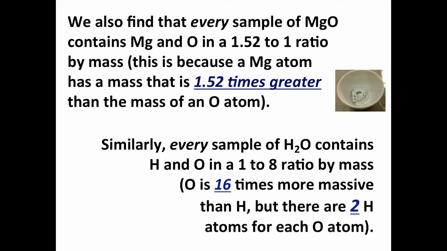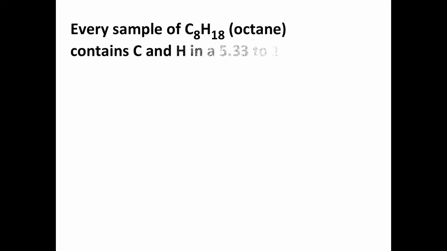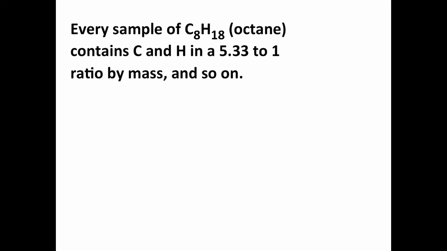All samples of water contain hydrogen and oxygen in a 1:8 ratio by mass. Oxygen is 16 times more massive than hydrogen, but there are 2 hydrogen atoms for every 1 oxygen atom. That's where we get the 1:8 ratio. And this is true if we have a little water or a lot of water. Same ratio. This is also true for carbon-hydrogen compounds like octane, C8H18, which is found in gasoline. All samples of octane, whether you have a little or a lot, contain a 5.33 to 1 ratio by mass of carbon to hydrogen.